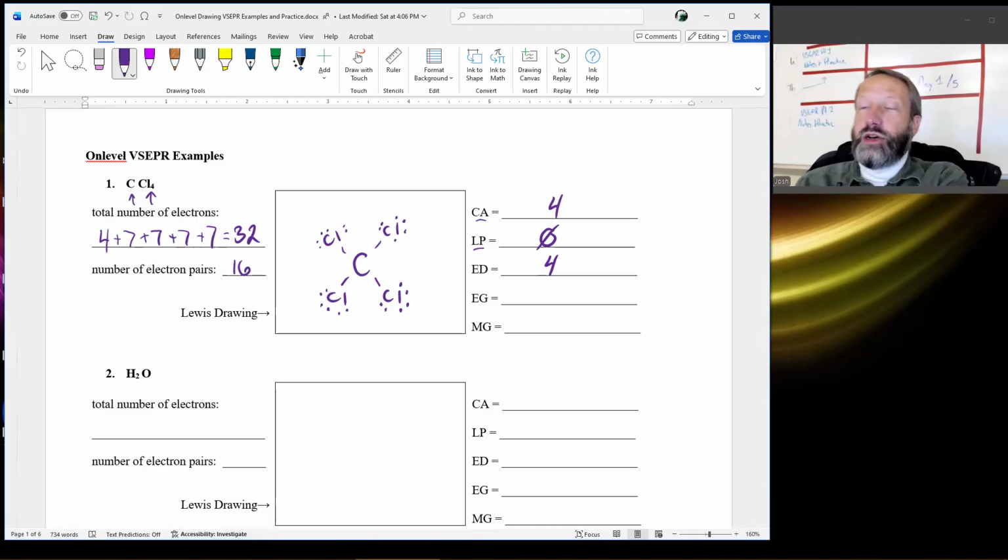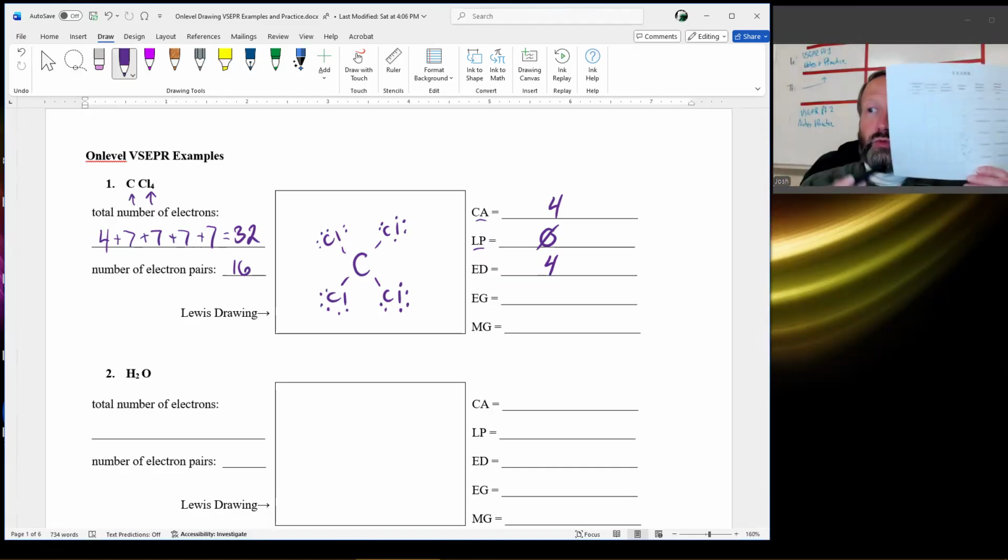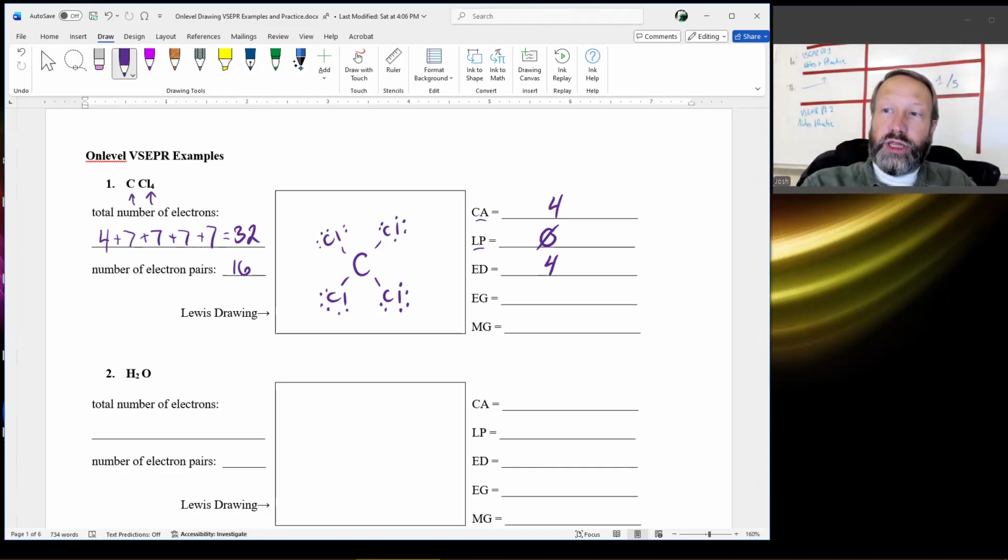You literally just add your CA and LP together. Now I find that combination on the chart, and there's only 1 row on the chart here that's going to be a 4-0-4. It's that easy. And I look up what the EG is, and that is tetrahedral.